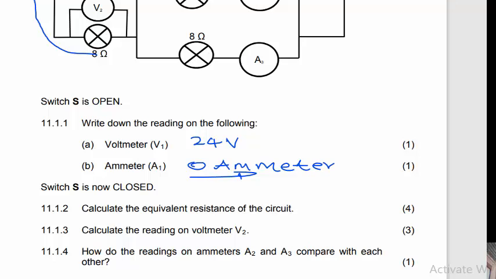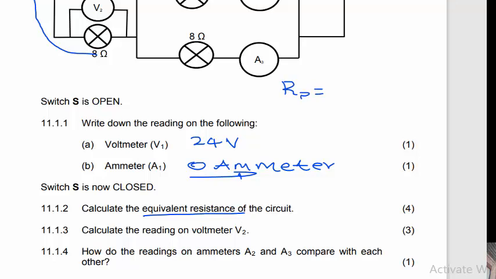Calculate the equivalent resistance of the circuit. So now they want the equivalent resistance of the circuit. They're not saying calculate for the parallel, they want the entire thing. So for us to be able to calculate the entire thing, let's start off with the R parallel. So this is R parallel here.